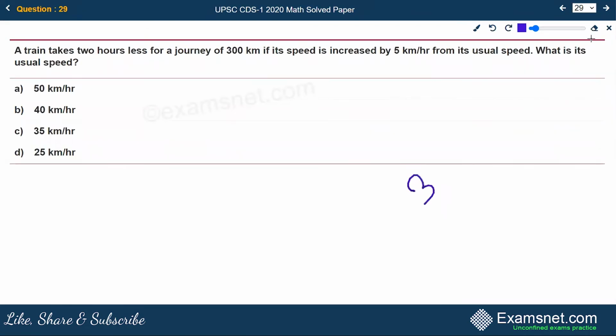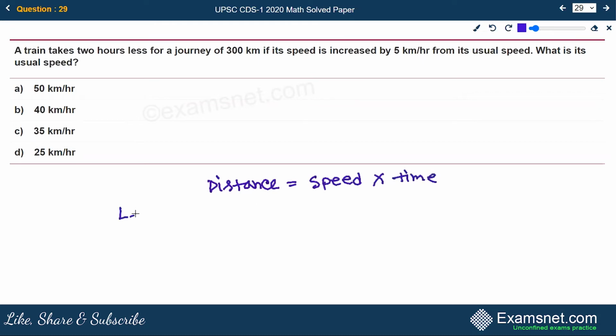In question number 29, we are given a train takes 2 hours less for a journey of 300 km if its speed is increased by 5 km per hour from its usual speed. Then what is its usual speed? We know the relation between distance, speed and time, that is, distance equals the product of speed and time.